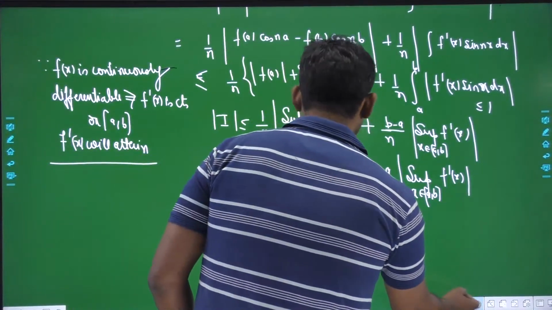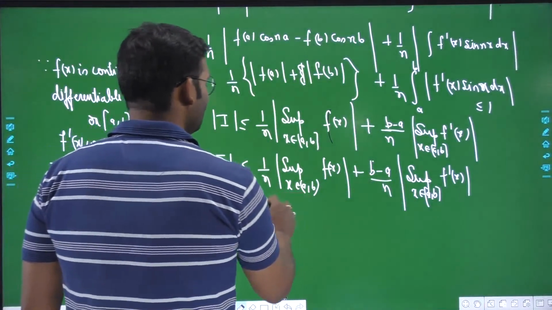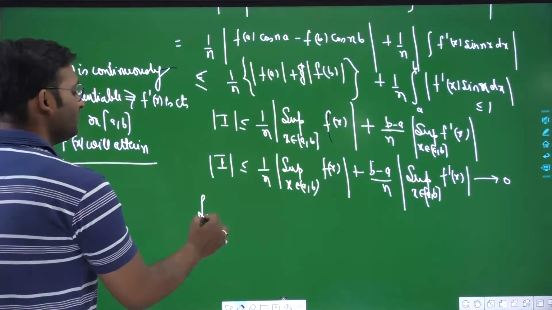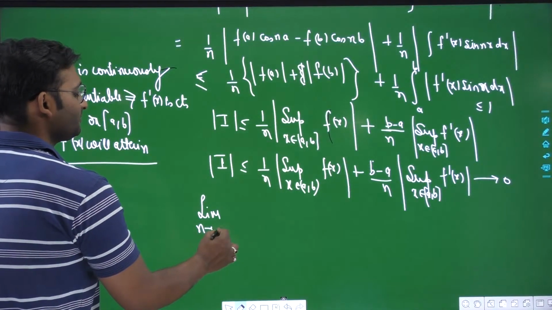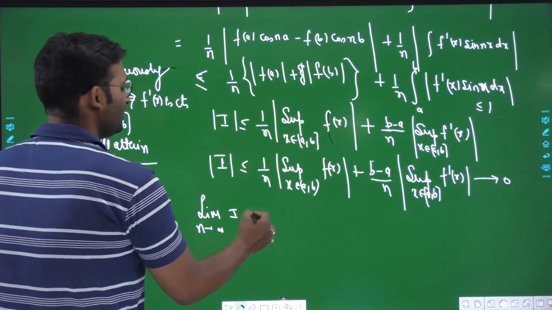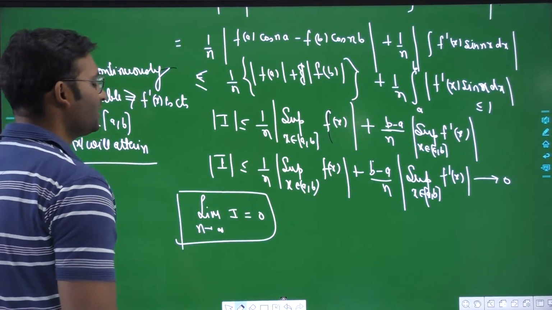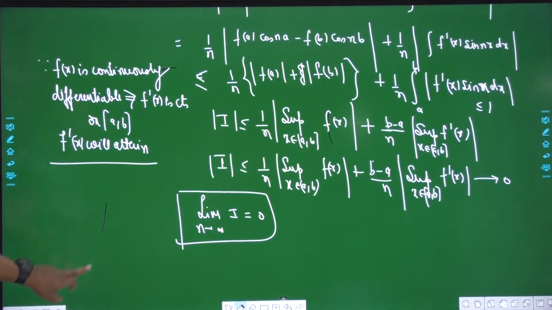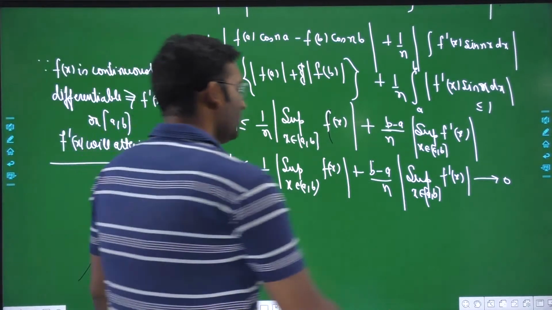Okay, no worries. So I believe as n tends to infinity, this will tend towards 0. So the required integral as n tends to infinity will go towards 0. Since a modulus quantity cannot be less than 0, it has to be equal to 0. So that implies the required integral will be equal to 0.